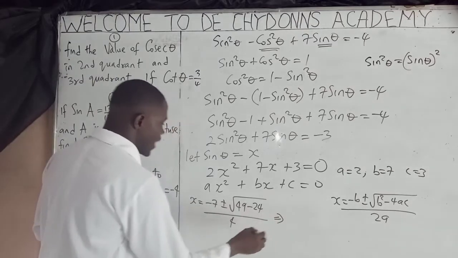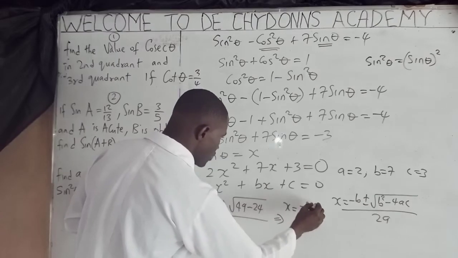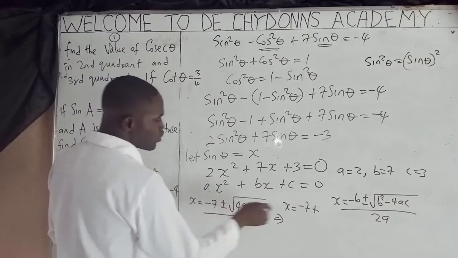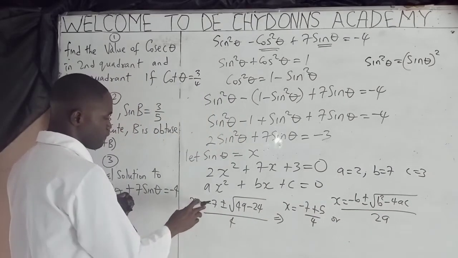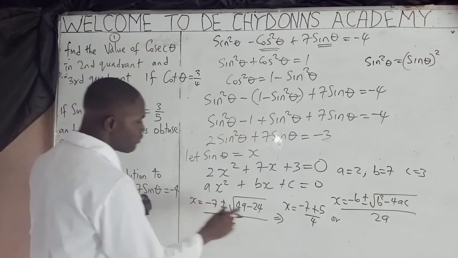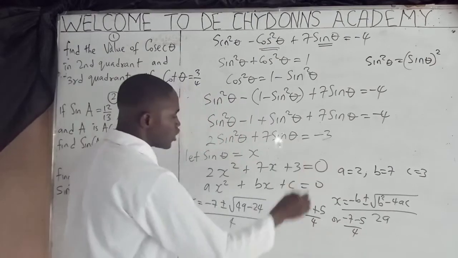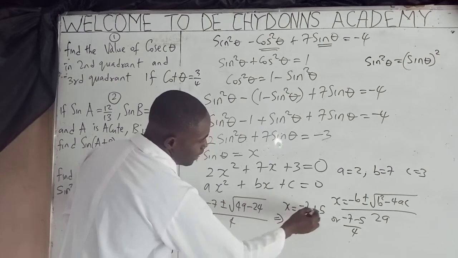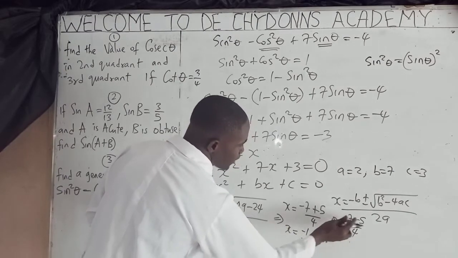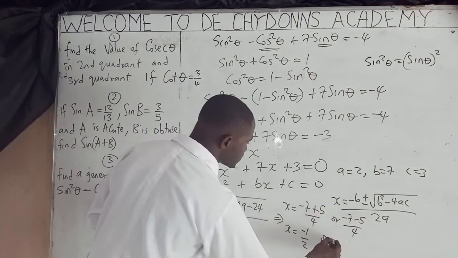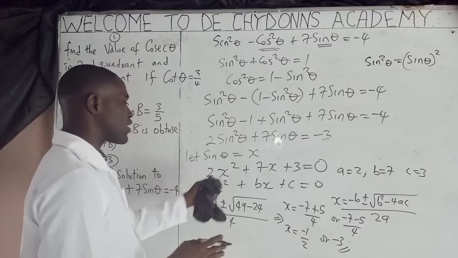Okay? So we now say this will be giving me x equals minus 7 plus the square root of 25, which is 5, all over 4, or this will be giving me minus 7 minus 5 all over 4. So x equals minus 7 plus 5, that is minus 2, minus 2 over 4, minus 1 over 2, or minus 7 minus 5, minus 12 over 4, is minus 3. We use this method so that we get a very correct answer in factorizing this.